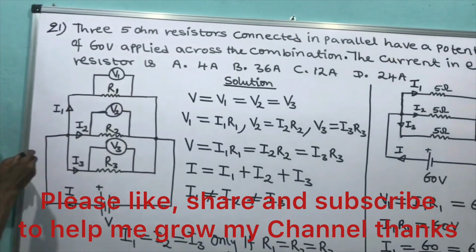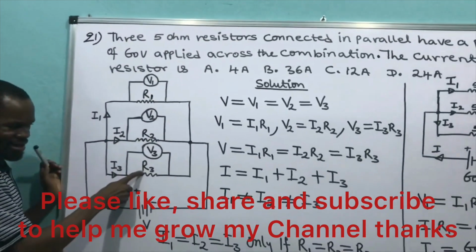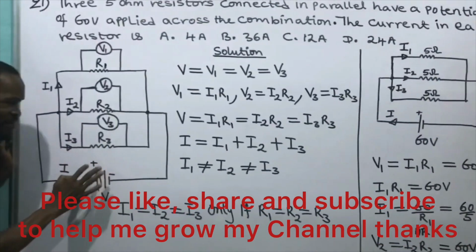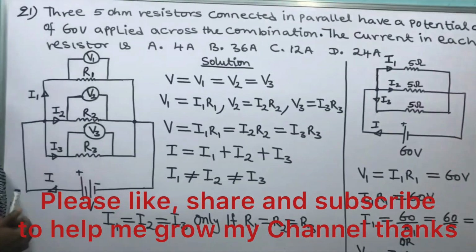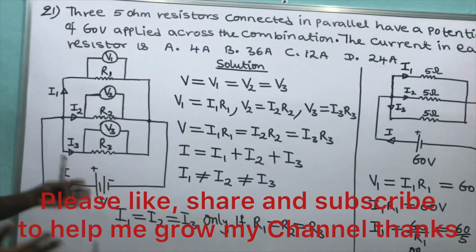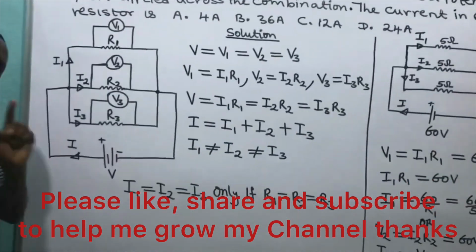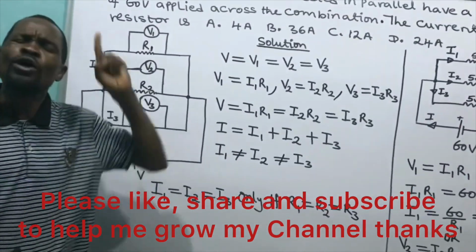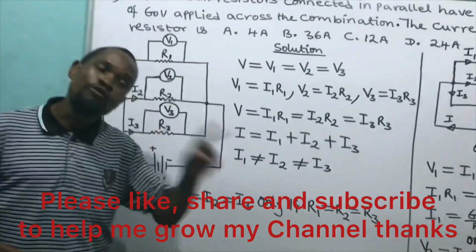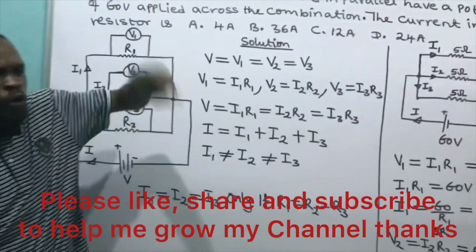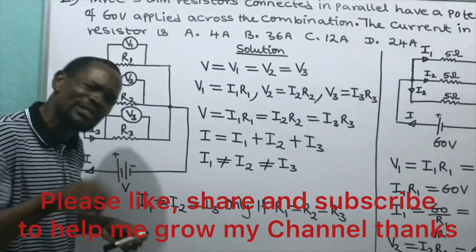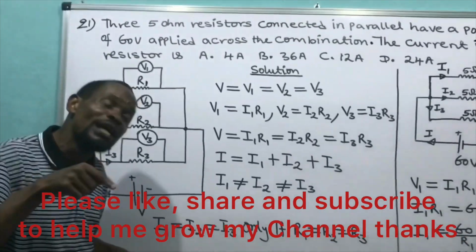This is R1, R2, R3. They are in parallel. How did I know they are in parallel? How will I know that these 2 or 3 or more resistors are in parallel? For me to know that 2 or more resistors are in parallel, different current will flow through them. It means that different current or different charge will flow through them. The current that flows through them is not the same.